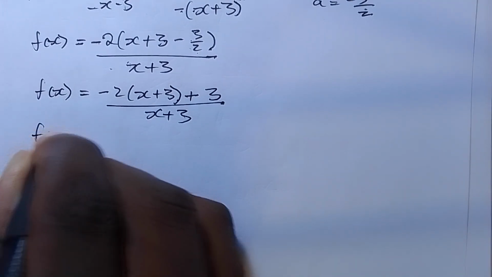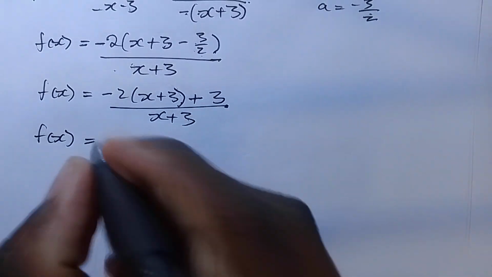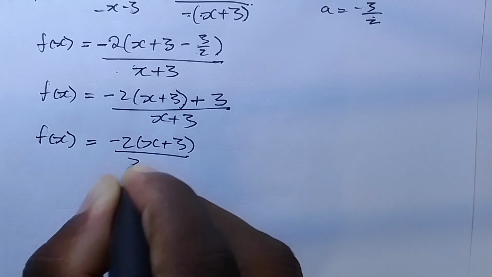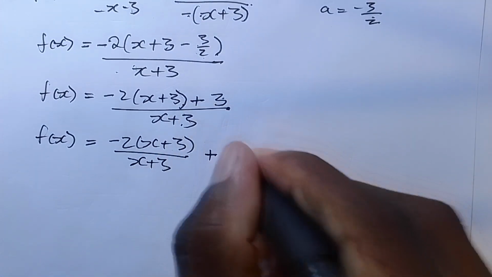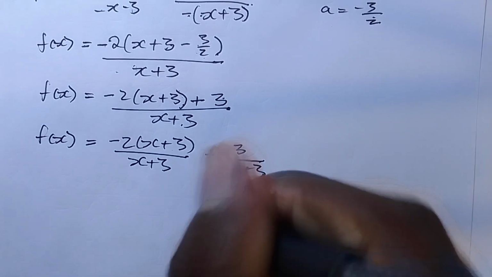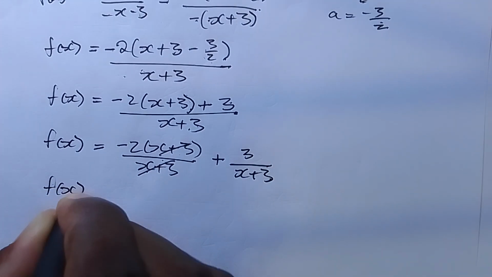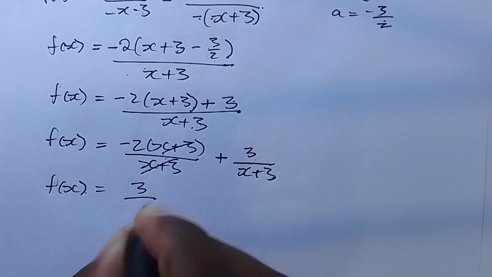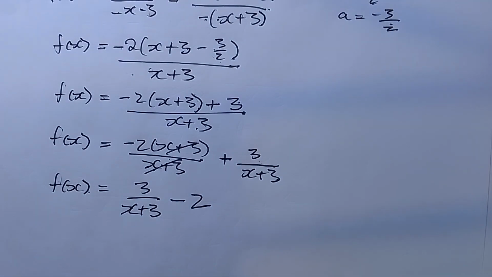So f at x will be, you take this, you divide by this. So you have minus 2x plus 3, all divided by x plus 3, plus this divided by this, 3 divided by x plus 3. Now this will cancel this, and you have f at x as, let's write this at the front, so you have 3 over x plus 3 minus 2, and that is your answer.